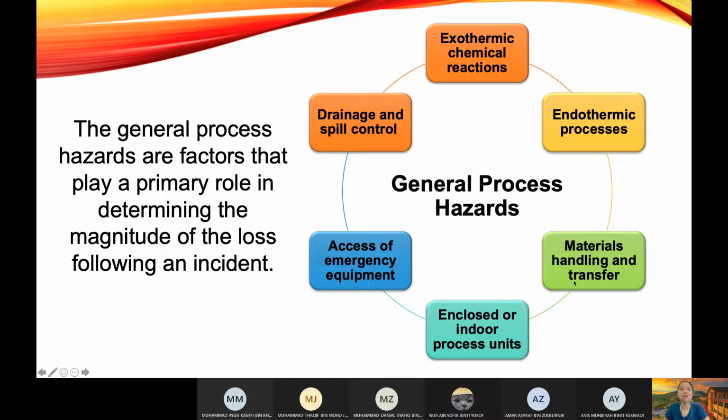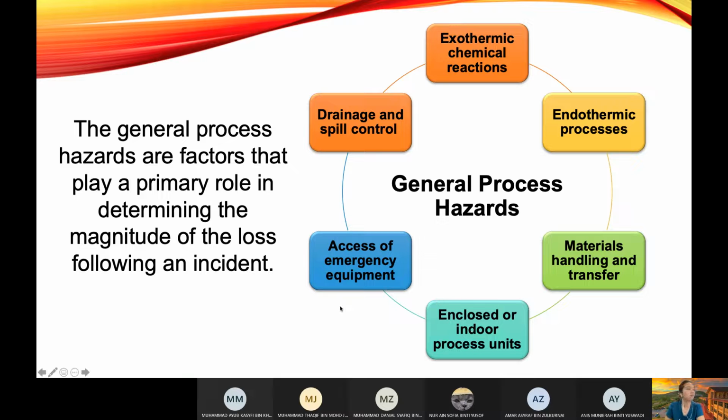Material handling and transfer. So what kind of material that you're transferring and you're handling daripada storage kepada kamu punya masuk ke dalam proses, liquid ke, gas ke, solid ke, how you ensure this handling and transfer. Next, indoor enclosed or indoor process unit. So are your process unit going to be placed outside or inside the plant? It also depends.